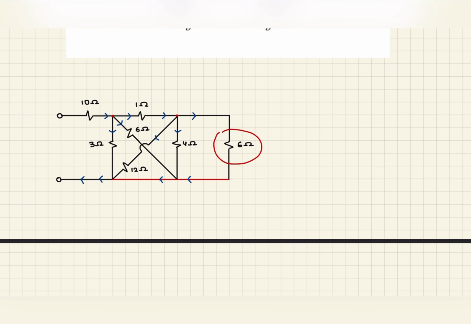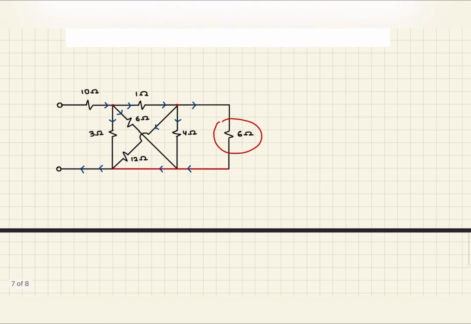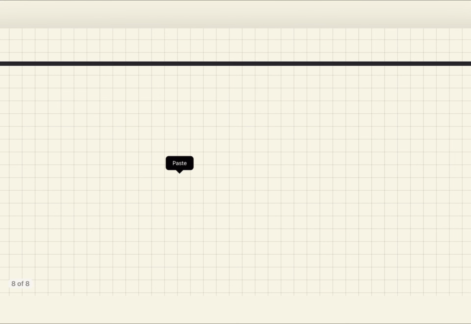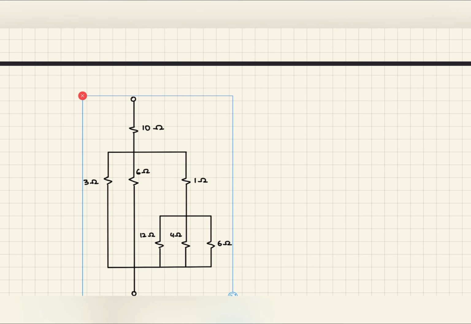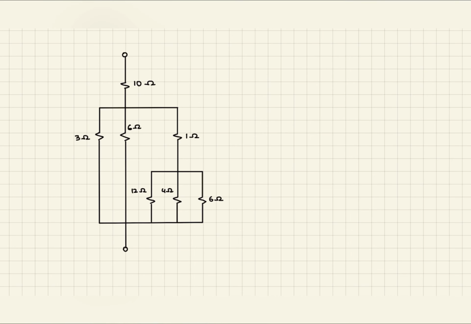Now, if you try to redraw the circuit following the current flow that you have assumed, you will come across something like this. Now this is a much easier circuit to follow. As you can see here, following the 1 ohm resistor, the circuit branches into 3 different branches. And we know that these 3 are parallel.